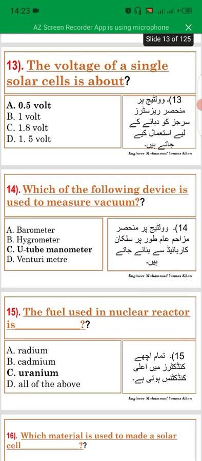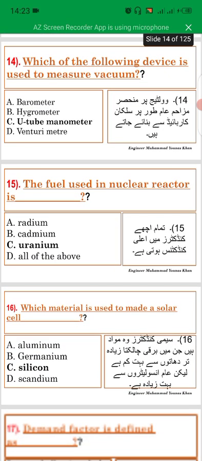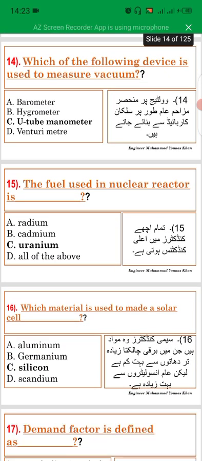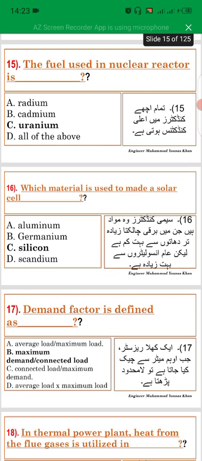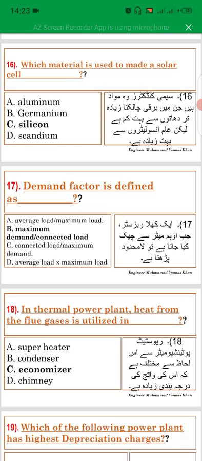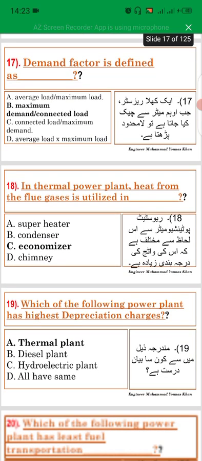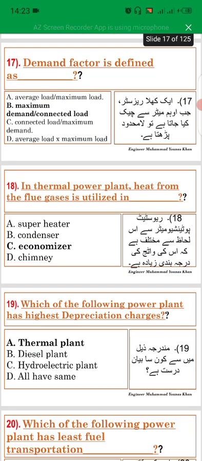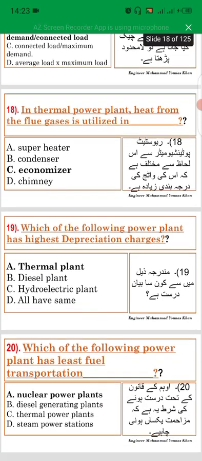The voltage of a single solar cell is about 0.5 volt. Which of the following device is used to measure vacuum? U-tube manometer. The fuel used in nuclear reactor is uranium. Which material is used to make a solar cell? Silicon. Demand factor is defined as maximum demand by connected load.